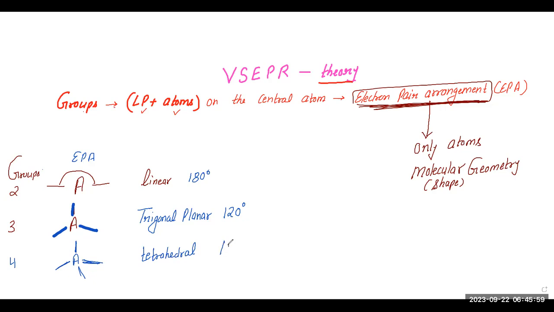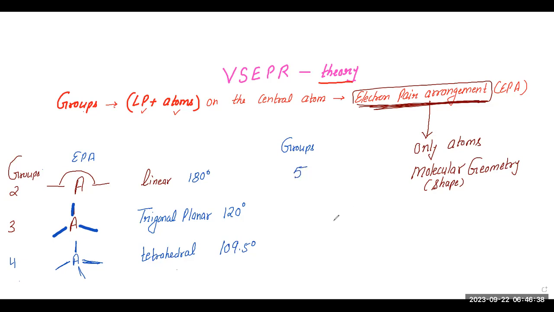This is tetrahedral. And the angle is 109.5 degrees. 109.5 degrees for tetrahedral for four groups. These are fixed. It doesn't matter who is the central atom and who is around it. You just draw the Lewis dot structure, count the groups. If groups are two, say EPA is linear, three trigonal planar, four tetrahedral. If groups are five, I'm writing groups here again. Groups are five.